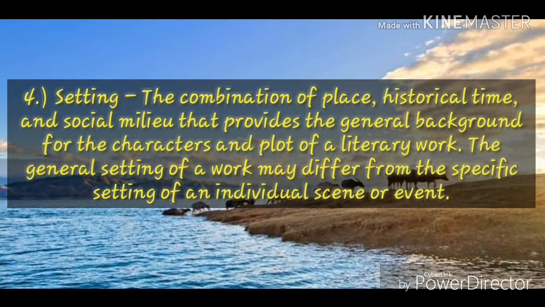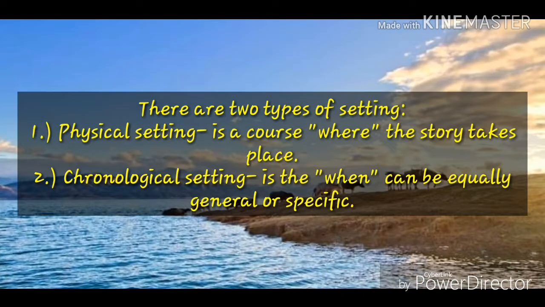Fourth is setting, the combination of place, historical time, and social milieu that provides the general background for the characters and plot of a literary work. The general setting of a work may differ from the specific setting of an individual scene or event. There are 2 types of setting. First, physical setting is where the story takes place. Second, chronological setting is the when, which can be equally general or specific.